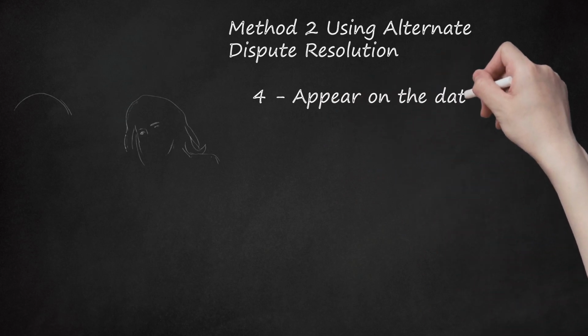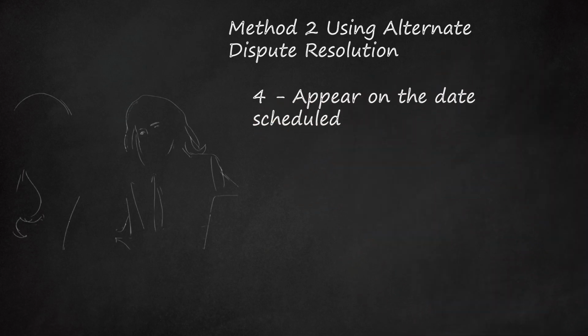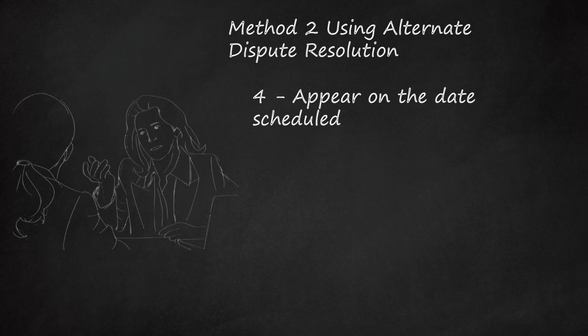4. Appear on the date scheduled. Your ADR provider typically will give you and the other party information on how to prepare for the appointment and whether you can bring evidence or witnesses along with you. Rules regarding the admission of evidence in an arbitration proceeding are somewhat relaxed, but still follow the basic rules of evidence in the court system. Witnesses take the stand and are asked questions under oath. Although not required, you typically are allowed to have an attorney represent you in an arbitration proceeding.